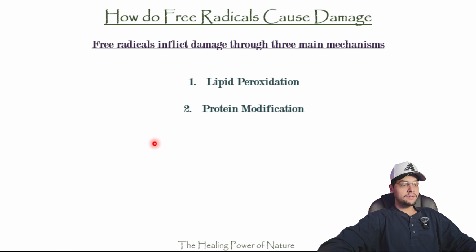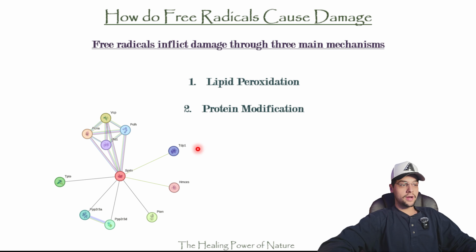Another one is protein modification. Free radicals modify proteins, causing misfolding and loss of function. Some examples can be Parkinson's disease. Oxidative stress contributes to formation of Lewy bodies. So some clinical correlations: neurodegenerative disorders often involve free radical damage to proteins. Proteins lose their shape under stress.